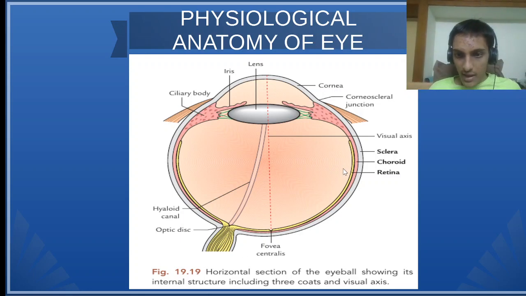And these are the main three layers: sclera, choroid and retina. Remember, choroid is having blood supply. So remember it as South Central Railway, SCR. S as in sclera, C for choroid, R for retina.